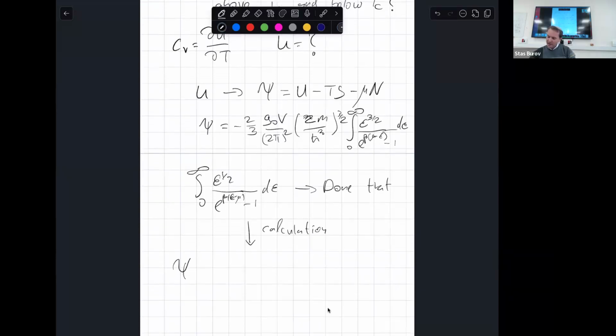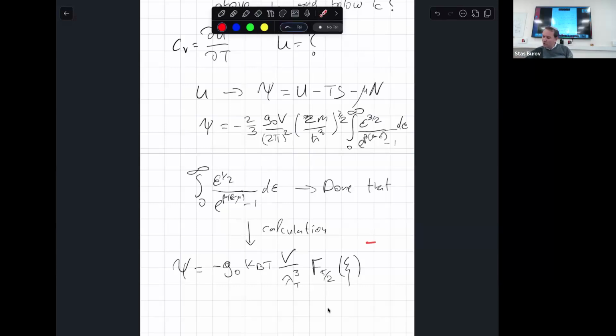If you do this for the energy or for the psi, you'll get the following result. We obtain that psi equals minus G0 k Boltzmann T V divided by lambda T to the third power, and here you're going to have this polylogarithmic function F5 halves of the fugacity. If you really want to see why, just perform this calculation. It's exactly the same thing as what we did on Tuesday.